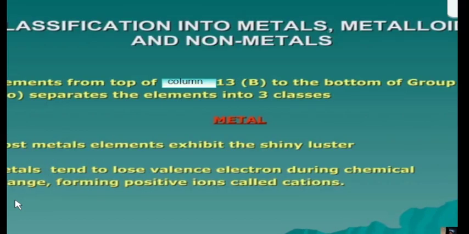Moving ahead, we now talk about classification into metalloids, metals, and non-metals. The elements that are found in your first and second column are all metals.